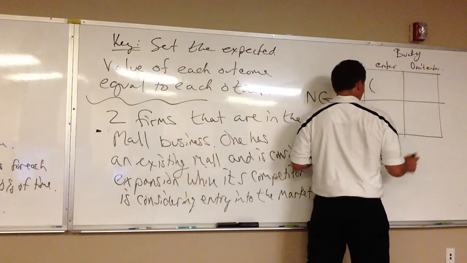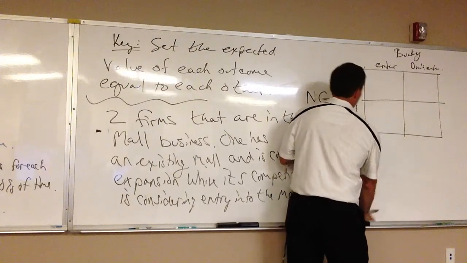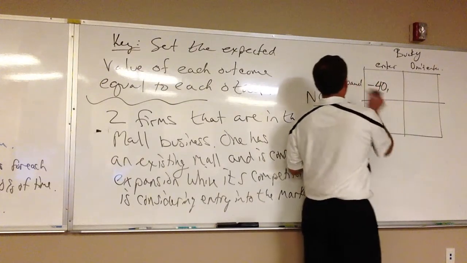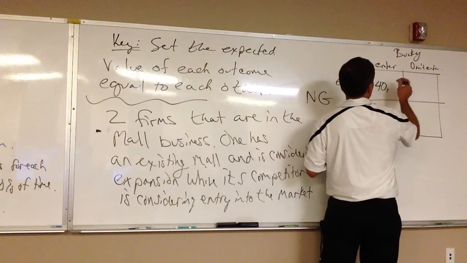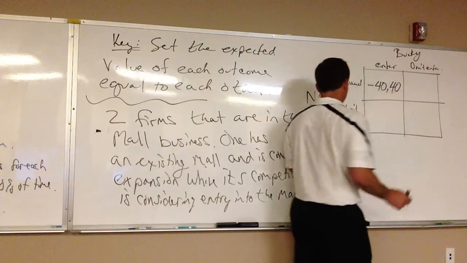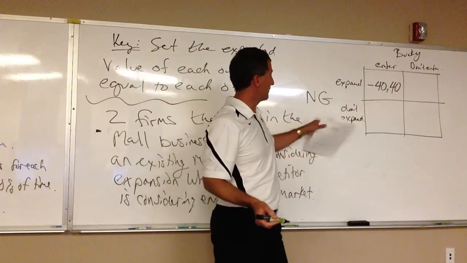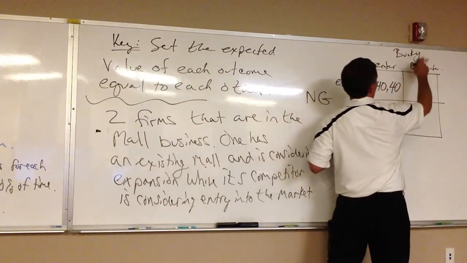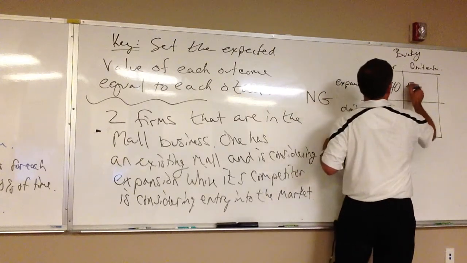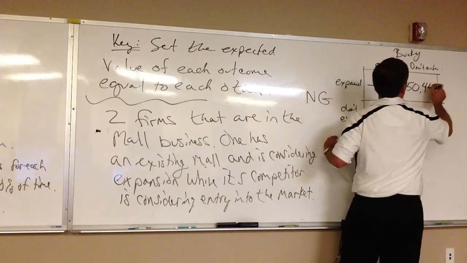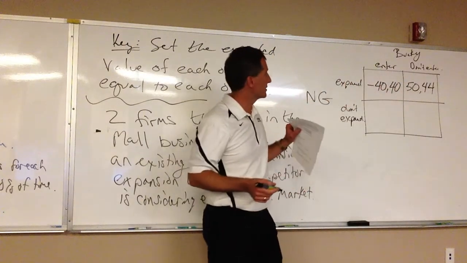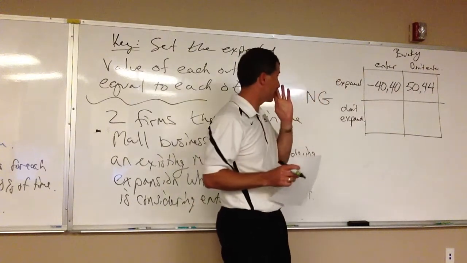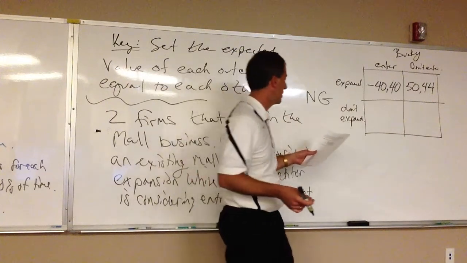And here are the payoffs for each outcome. If Bucky entered the market and North Grand expanded, then North Grand is going to lose market share and lose money of, let's just say, 40 million. And Bucky's going to make 40. If North Grand expands and Bucky doesn't enter the market, then Bucky goes on with his existing business in other locations, earning 44 million, while North Grand gets a nice little bump in profits because they're the only show in town with the newly expanded mall.